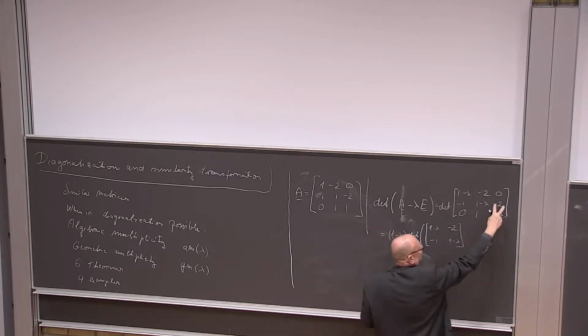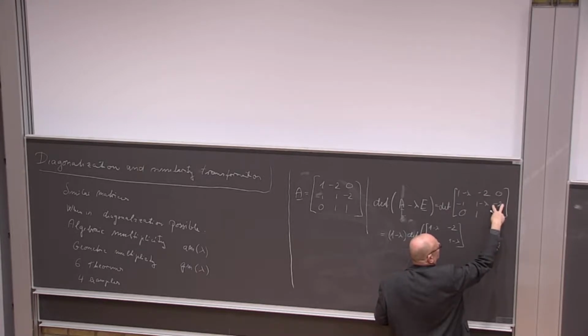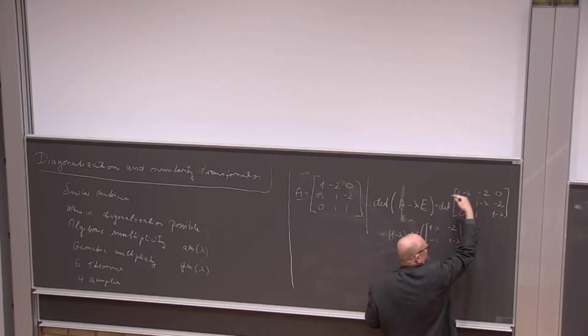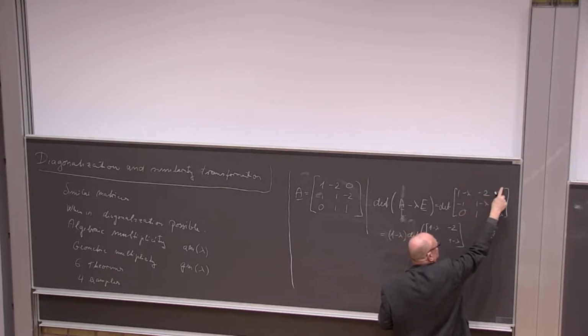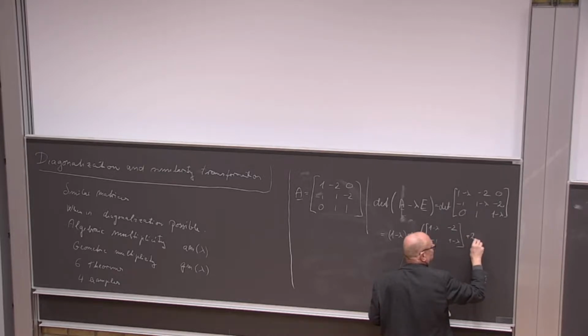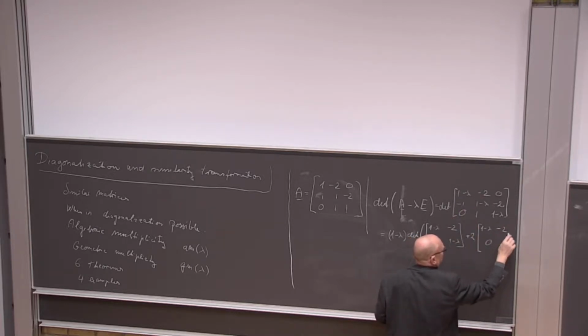And then I have this one here, and it will give me minus 2, or I should calculate plus, minus, plus, minus. So I have minus, minus 2, that is plus 2. And then I have to take out this row and this column, and then I get 1 minus lambda, minus 2, and then I get 0, 1.